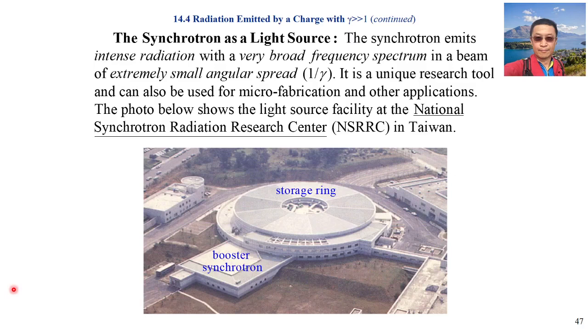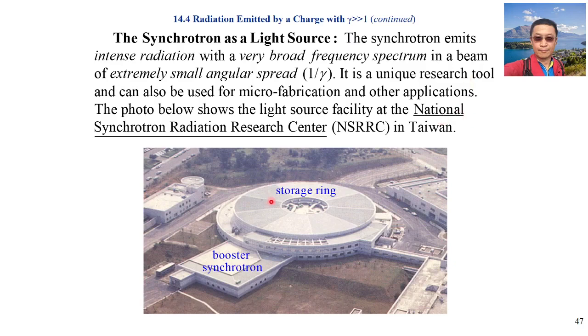Today we will talk about synchrotron radiation, synchrotron as a light source. We will give you an example of how to generate synchrotron radiation and how to use this light source to study the physics. Okay, you can sit back and relax because this part and the previous class were not included for the final exam, just for your reference only.